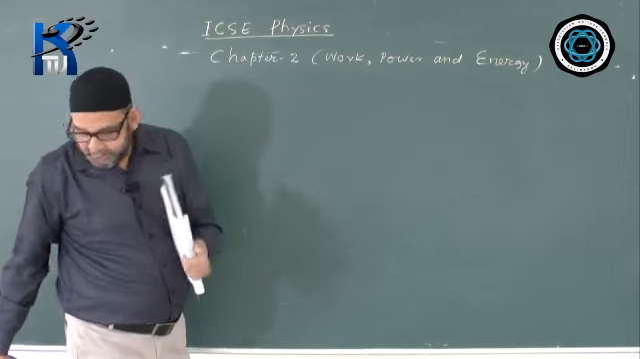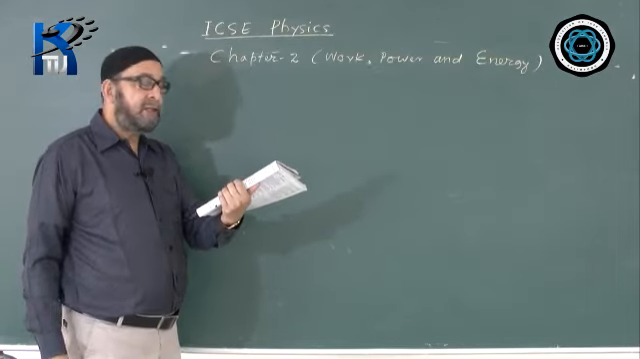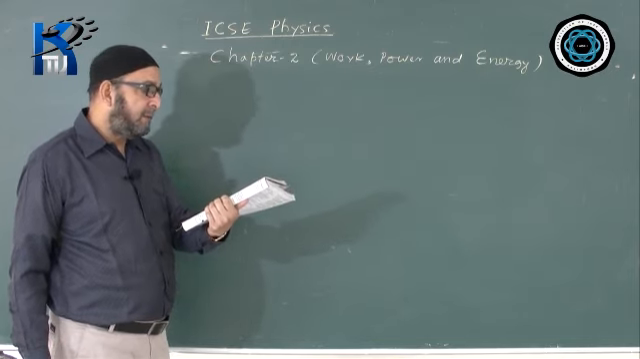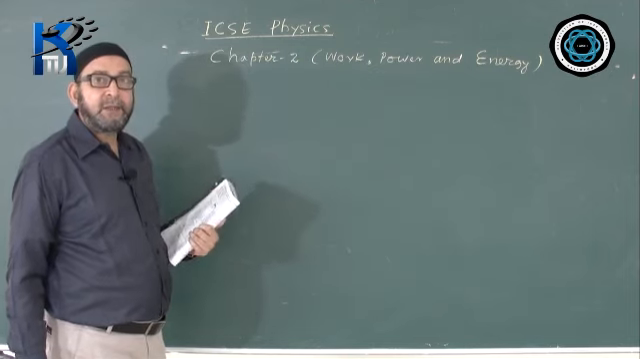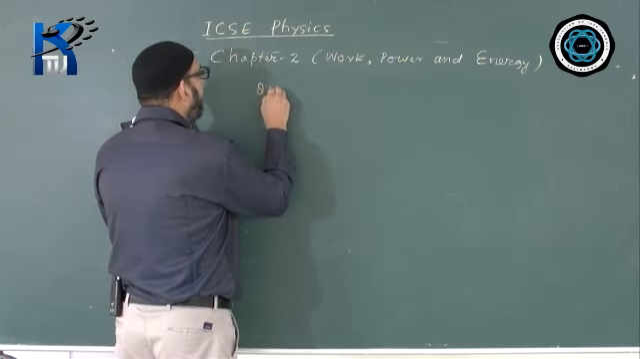So the question says, a body of mass 5 kg is taken from a height of 5 meter to a height of 10 meter. Find the increase in its potential energy. The value of g is given as 10. So let us write down the information given first.